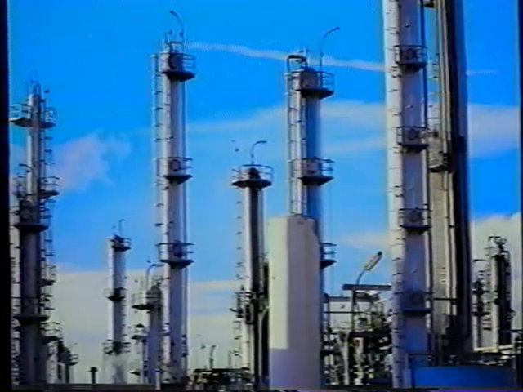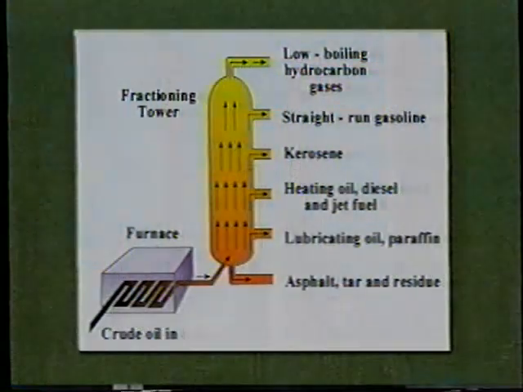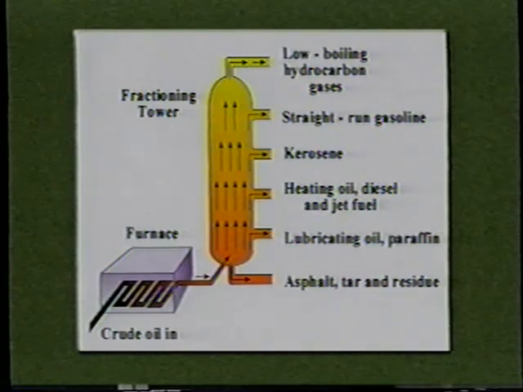You've probably passed by some of those chemical plants with dozens of tall towers. Those towers are distillation columns. They're hot at the bottom. They're cooler at the top. And the way they work is this. You pump in, for example, crude oil at the base, and that's heated up.